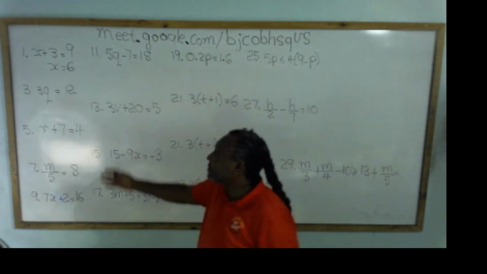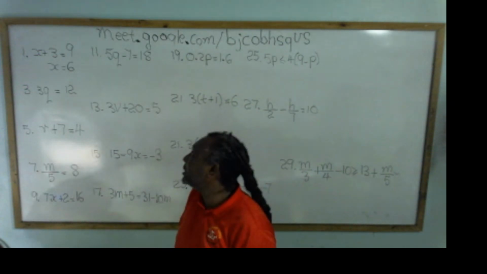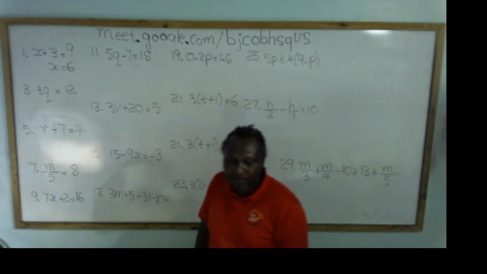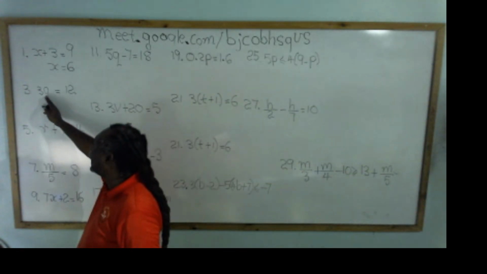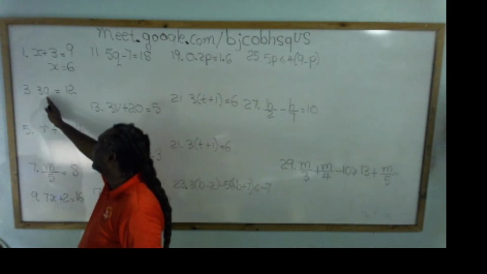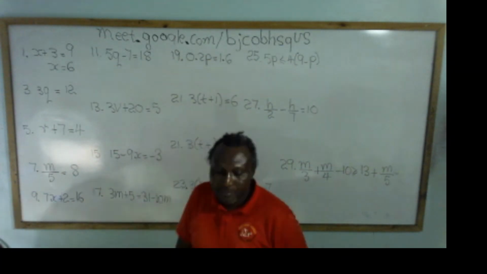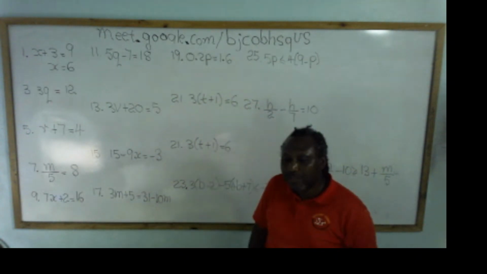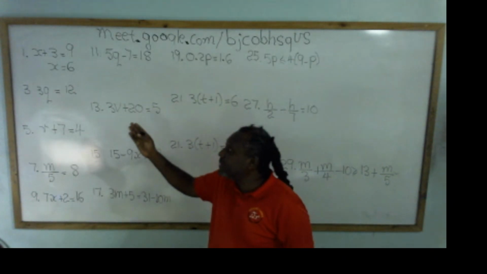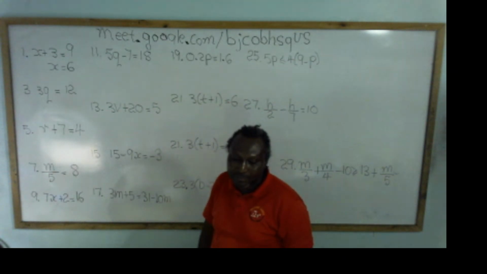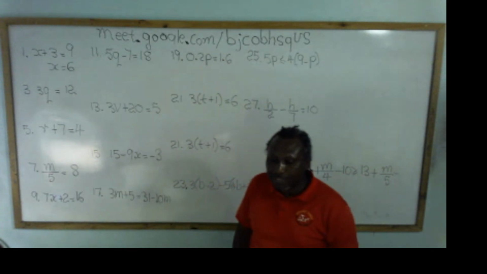The next one, 3q is equal to 12. What do we do with that one? How do we eliminate the 3 that is associated with the q right there? 3q, what does 3q mean? 3q means that q is being multiplied by 3. Because it's being multiplied by 3, we need to eliminate that 3. How do we eliminate that 3 that is being multiplied?